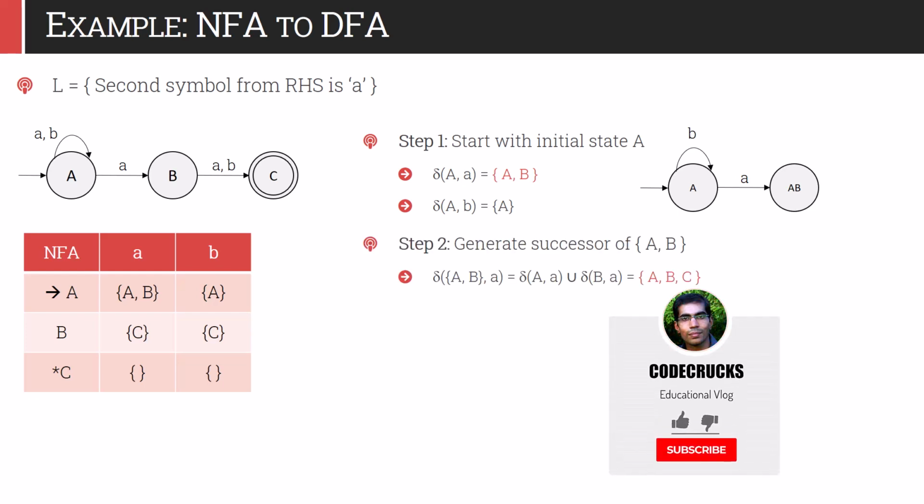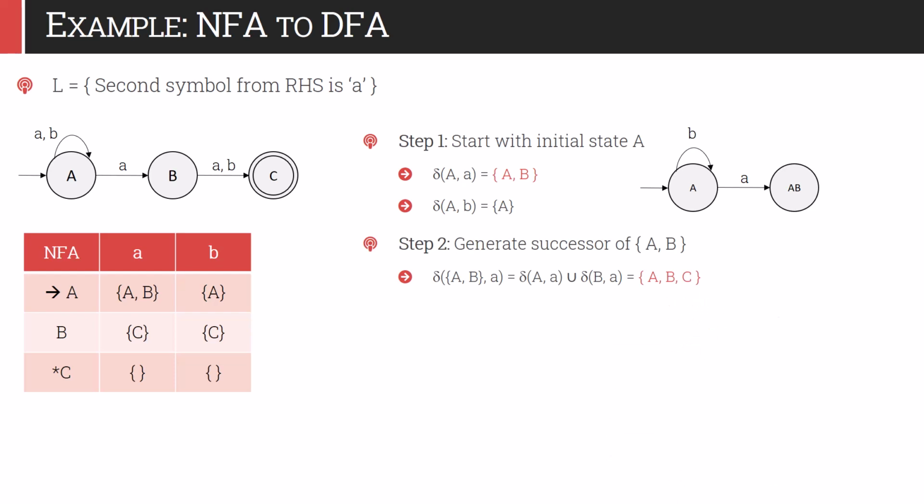Let us generate the successor of AB now. So delta AB comma a is nothing but the union of delta A comma a and delta B comma a. When we look into the transition table, we can easily find out that this is nothing but the union of AB and C, that is ABC. So ABC is a new state which is not yet generated, so we need to generate its successor as well. Let us now find the successor of state AB for input b. That is AC, and as we can see AC is also not processed yet, so that also we need to process.